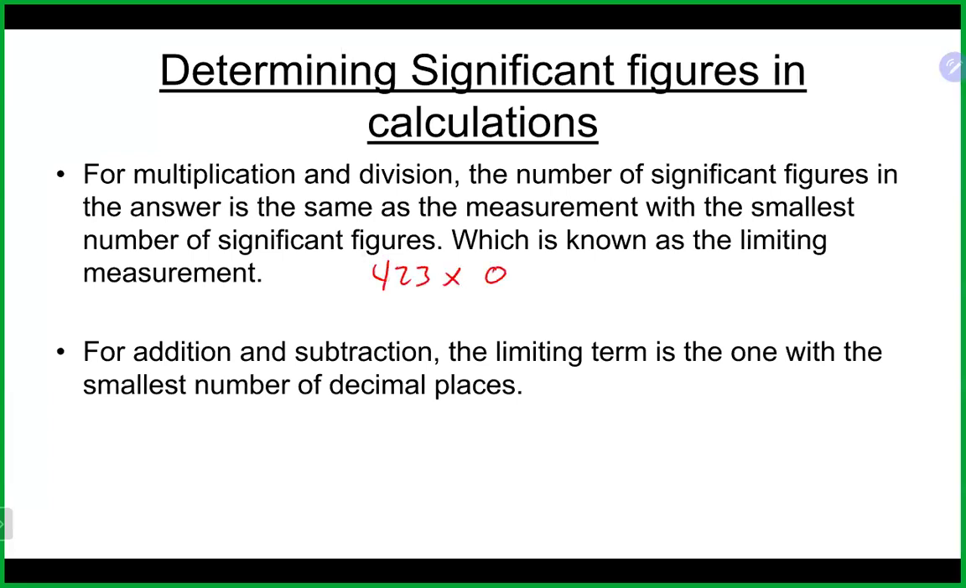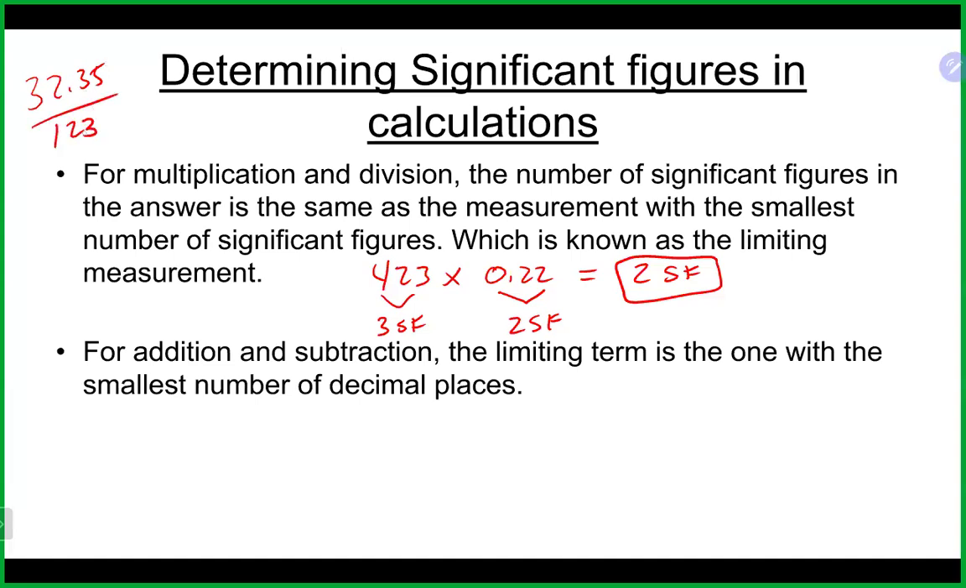So if you took 423 and multiplied it by 0.22, as we're multiplying here, we would look at significant figures. This number here has 3 significant figures. This number here has 2 significant figures. That means my answer should have 2 significant figures, based on the smallest number of significant figures. Same thing if you're dividing. If you had 2.35 divided by 123, this number here is 4 significant figures. This number here is 3 significant figures. That means my answer should have 3 significant figures.